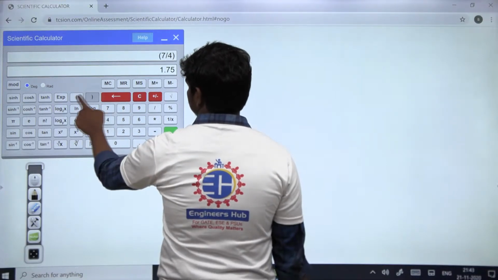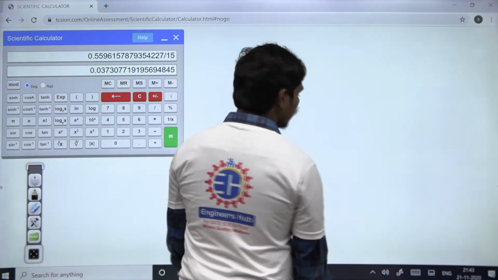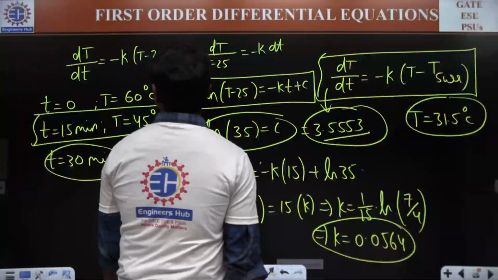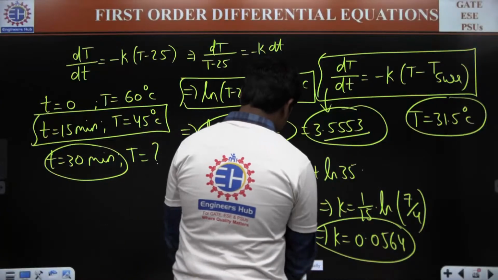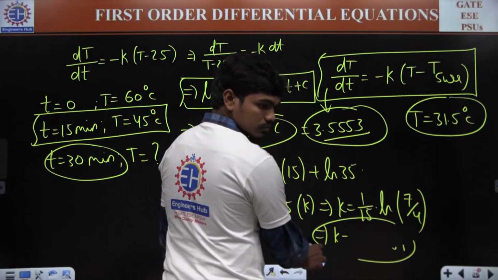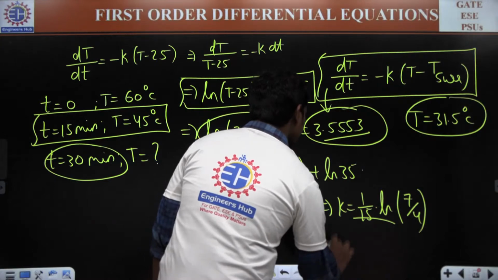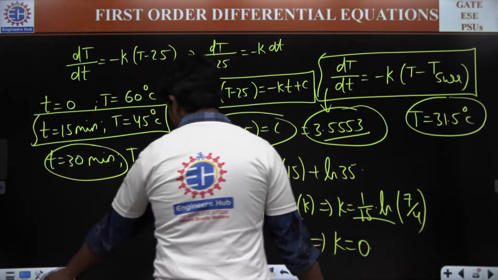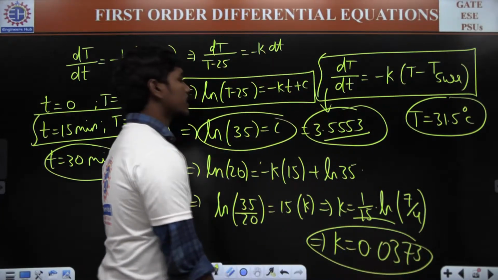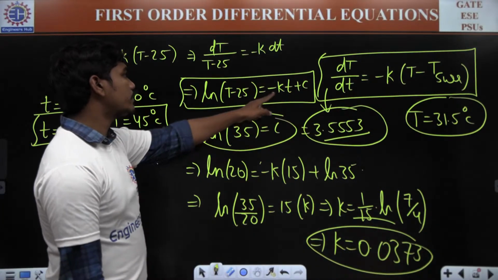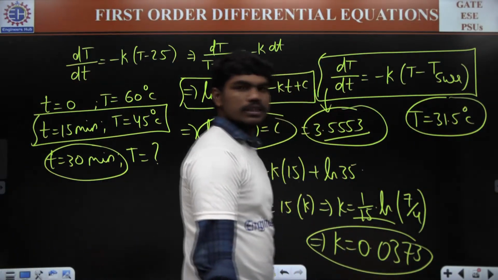Seven by 4 ln divided by 15. I think this should be the value of K, correct? K is equal to 0.0373. Correct? Yeah. K is equal to 0.0373 is the value of K, and of course you can calculate this value at T is equal to 30 minutes now. I hope you can do this calculation, correct?